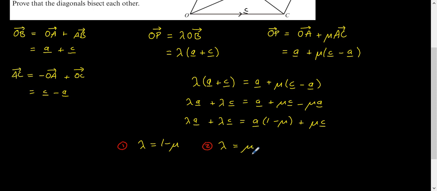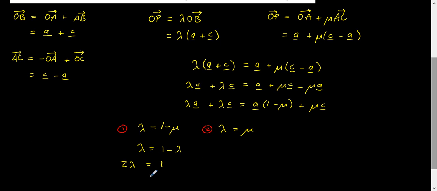Okay, so we'll substitute 2 into 1. And we can just say that lambda, therefore, is 1 minus lambda. So therefore, 2 lambda is 1. And so therefore, lambda is 1/2. And if lambda equals mu, then mu equals 1/2.